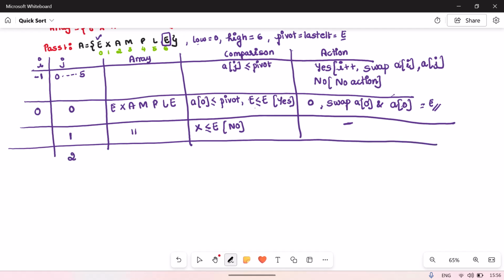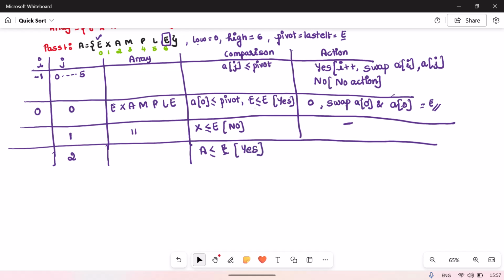Next, j becomes 2. Okay. Now, is A of j less than or equal to pivot? So A of 2, is it less than or equal to pivot? A of 2 is A. Pivot is E. Is A less than or equal to pivot? Yes.